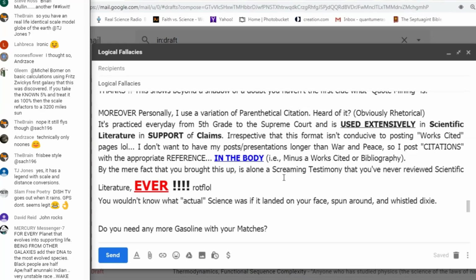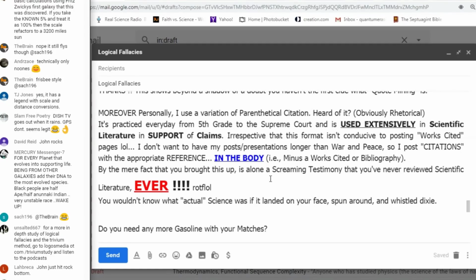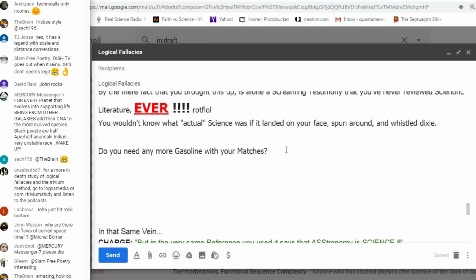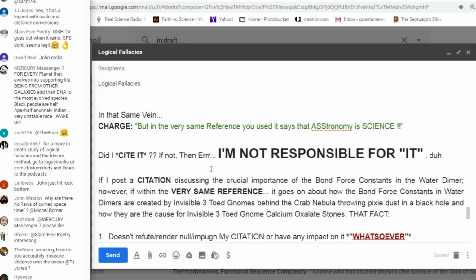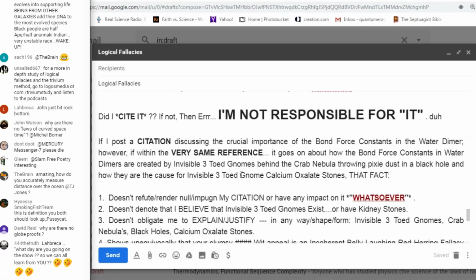The mere fact that you brought this up is alone a screaming testimony that you've never reviewed scientific literature ever. You wouldn't know what actual science was if it landed on your face, spun around, and whistled Dixie. And my usual, do you need any more gasoline with your matches? In that same vein, the next charge is, but in the very same reference quantum eraser you used, it says that astronomy is science. Unfrigging believable. I don't think these people ever graduated high school, to be perfectly honest with you.